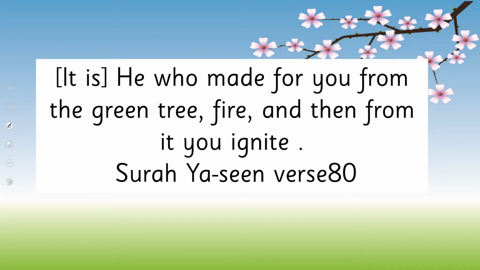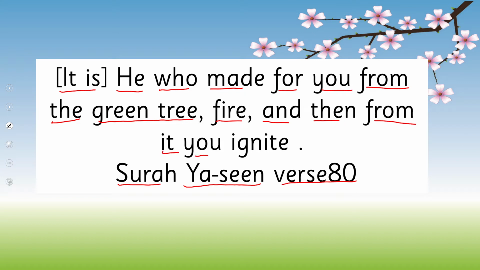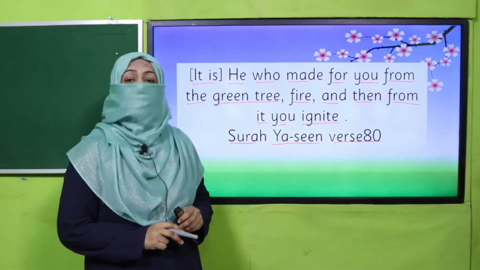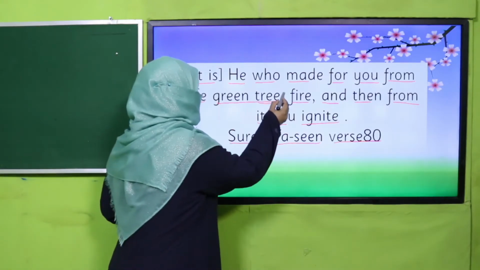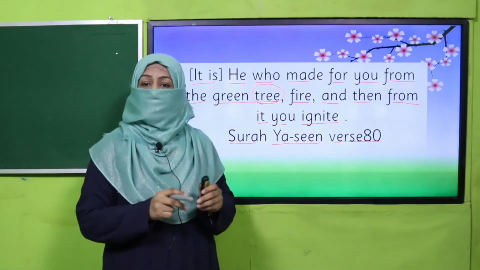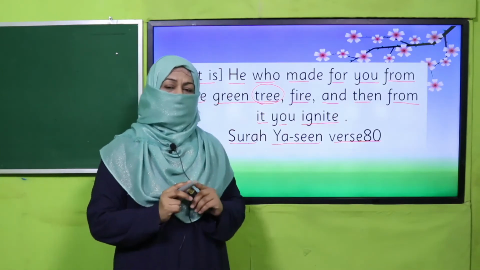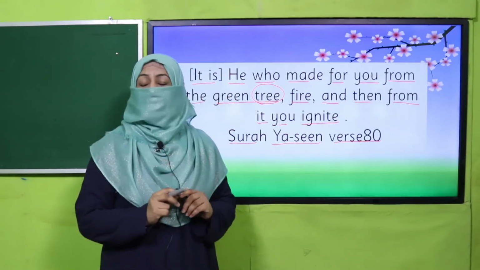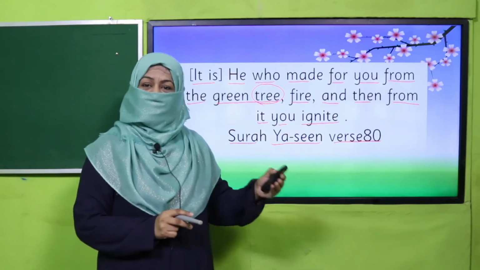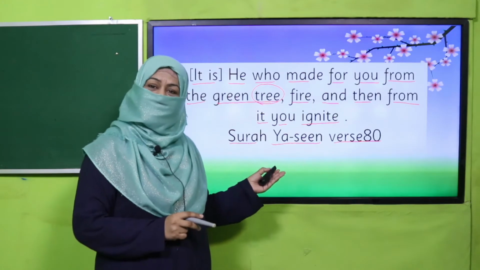Let's start with the name of Allah subhanahu wa ta'ala. Allah mentions in Quran, Surah Yasin, verse 80, "It is He who made for you from the green tree fire, and then from it you ignite." Yes, my dear students, what this beautiful verse is telling us is that Allah subhanahu wa ta'ala has given us trees. When they are green, we use them for different purposes, and when they become wood, then we use them for fire. So one thing, Allah has created everything with a purpose, and secondly, one thing can be used in different forms. This is what this beautiful verse is telling us, in a scientific way, right?